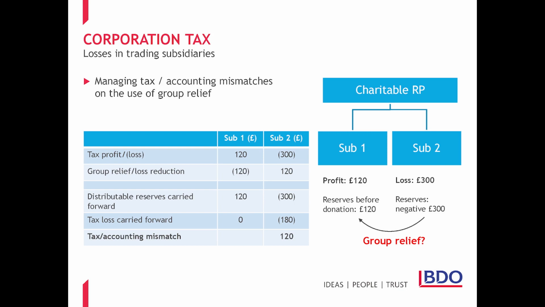It's also possible to use group relief but bring the accounting position back in line with the tax position by having the entities making payments for the group relief. But that is not a straightforward process. There's some complexity in there. And I would suggest it's sensible to model out which of those different versions you're intending to use to try and achieve the best overall outcome across the group.